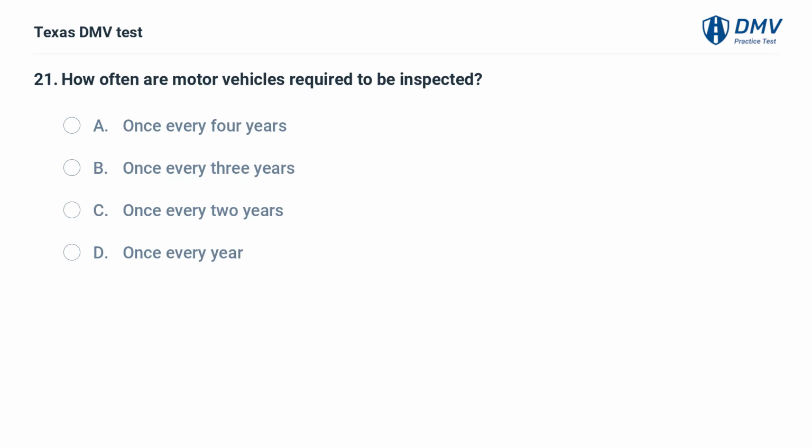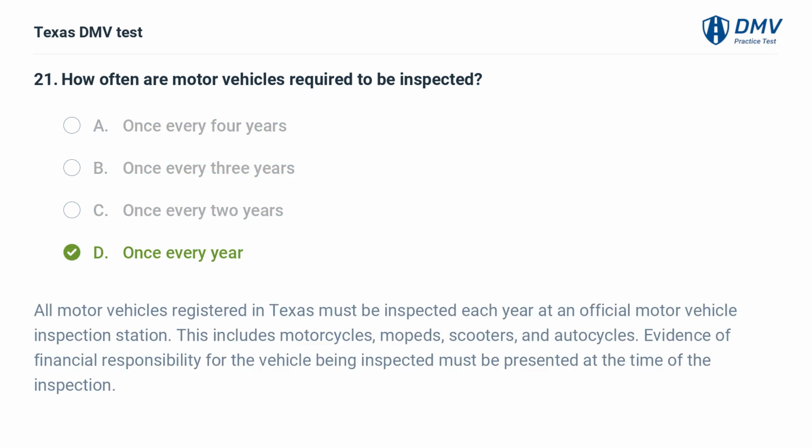How often are motor vehicles required to be inspected? A. Once every 4 years. B. Once every 3 years. C. Once every 2 years. D. Once every year. D. Once every year.